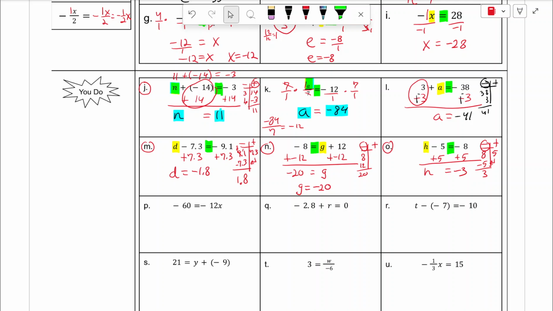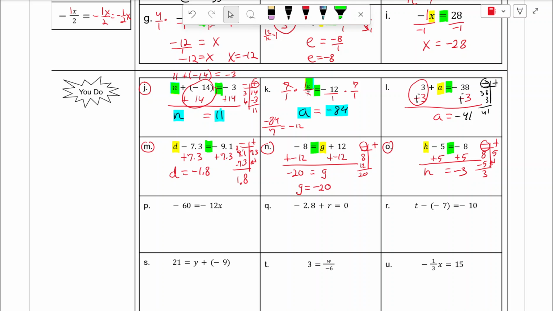Here are the three. On M, we had D is equal to negative 1 and 8/10. N is G is equal to negative 20, and O is H is equal to negative 3. So if you got all of those right, you are in the right spot for this math. That's a good thing. If you didn't, look to see what you're getting wrong and ask your teacher a question or ask someone something quickly so you can correct your mistakes and get these right.